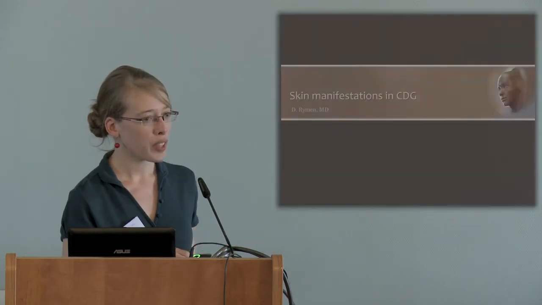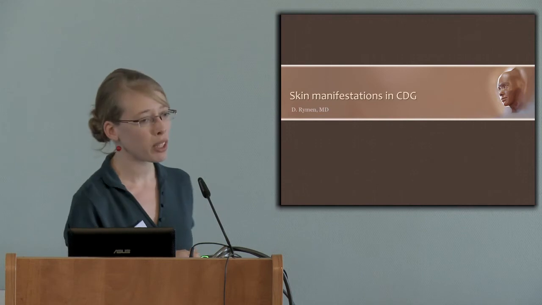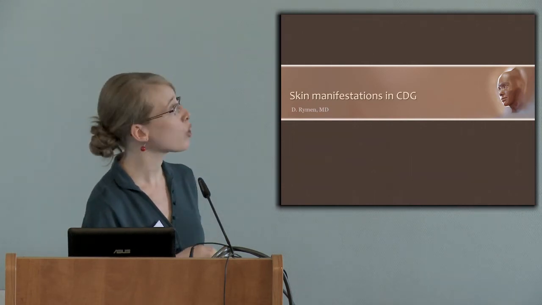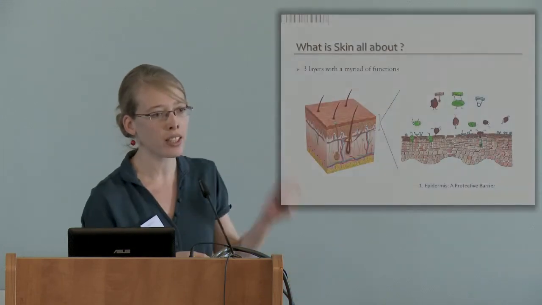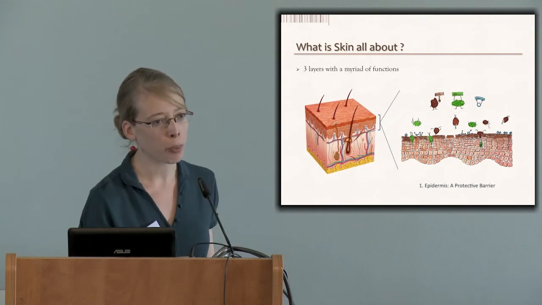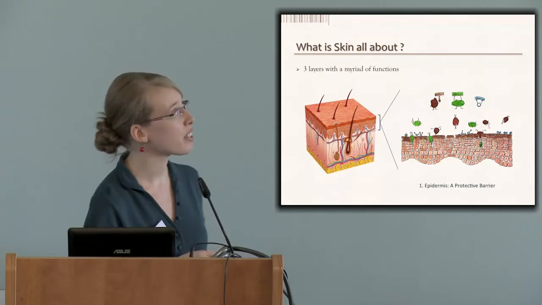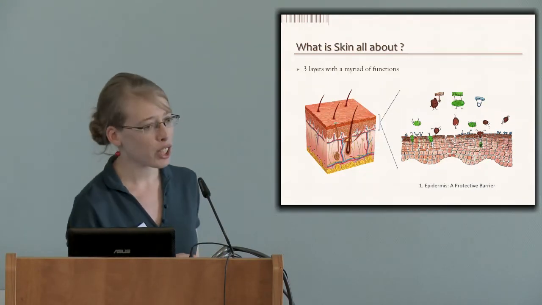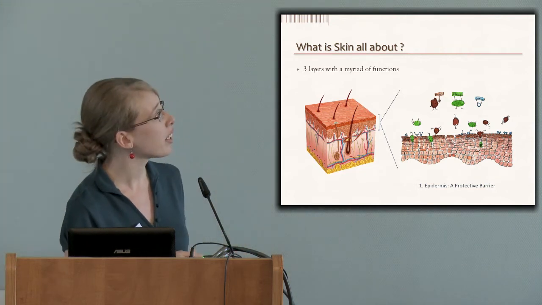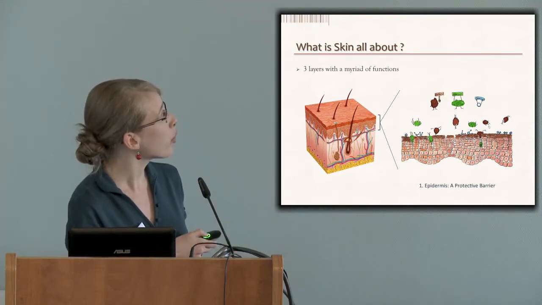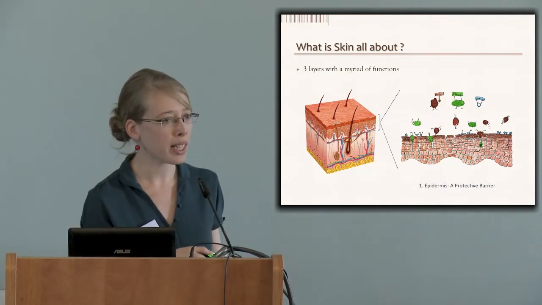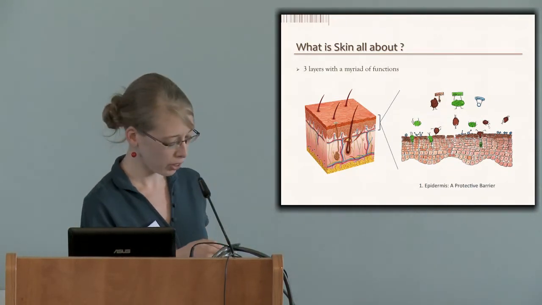So we are going to take a walk through the different skin manifestations in CDG. And before doing so, we want to first know something about what skin is all about and what the primary functions of skin are. Now, when we take a closer look at our skin, we see that it actually consists of three different layers. We have an upper layer, also called the epidermis, which has mainly a protective function.